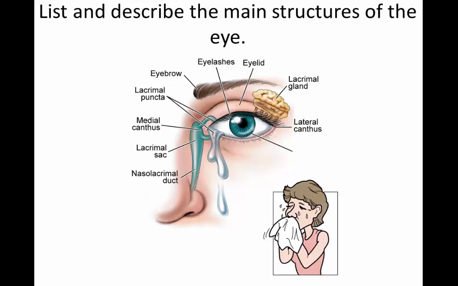Tears are not only overproduced while crying, but can be overproduced when you have something in your eye, if you get too much dust in your eye. And that is your body's response to try to flush out those particles in order to have them not cause damage.